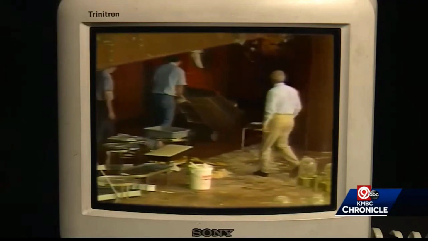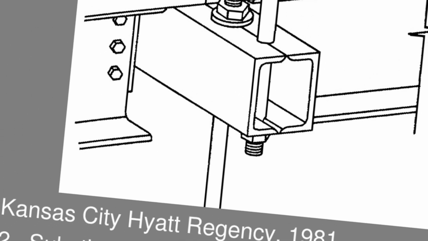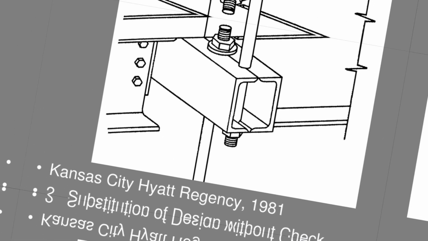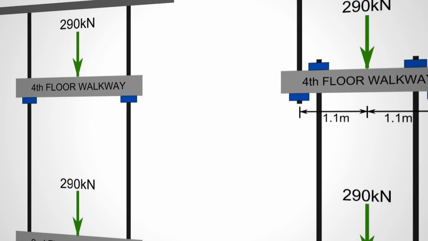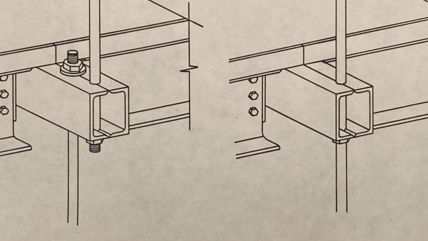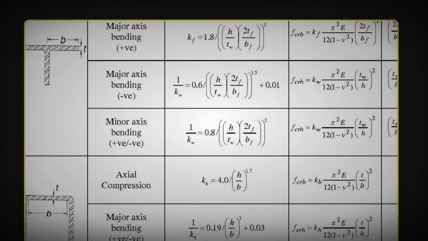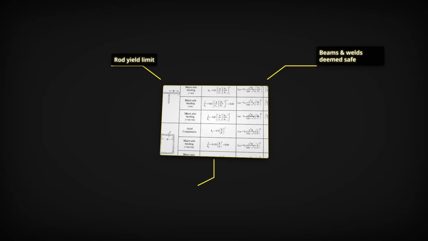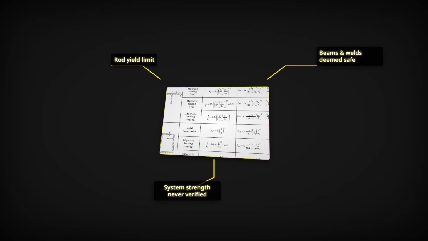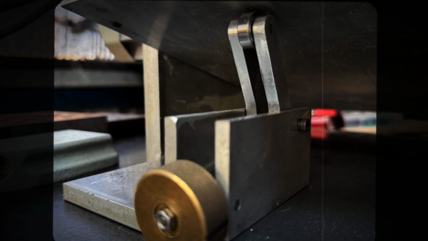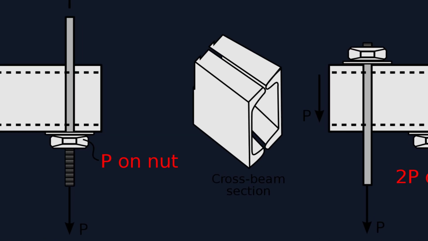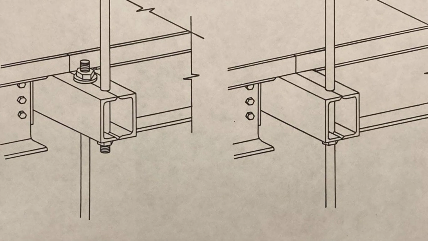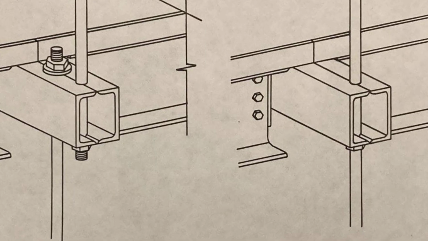Welds along the seams of the box beams were measured against code requirements, and safety margins were tabulated for each connection. At every step, the calculations focused on individual components, treating each as a separate element. Code formulas provided clear boundaries: how much force a rod could take before yielding, how much shear a weld could resist before tearing, how much bending a box beam could safely carry. But these checks stopped at the component level.